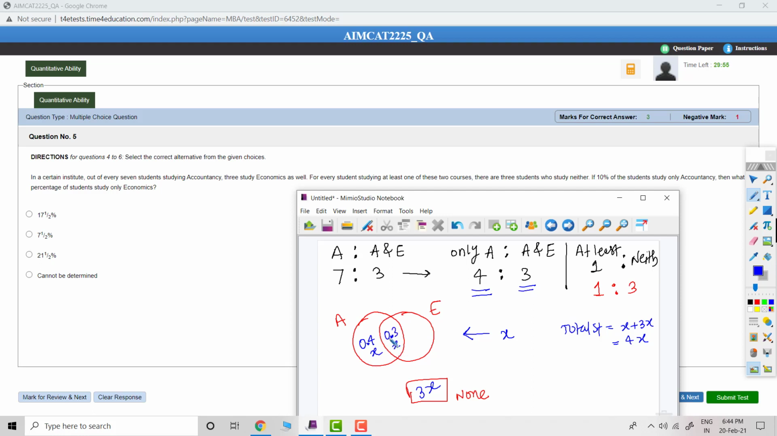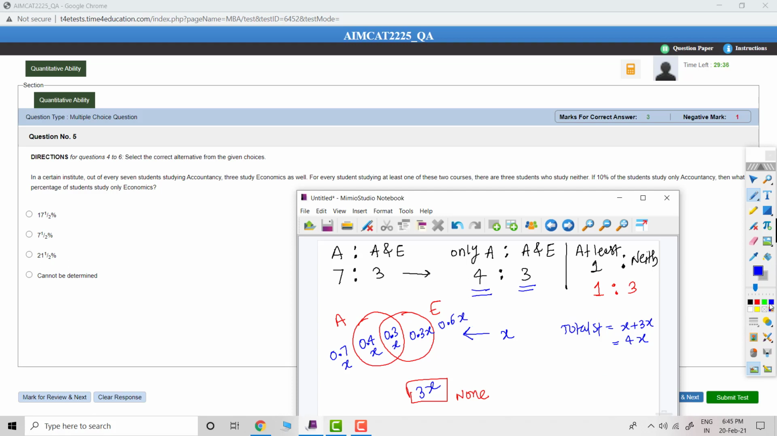Okay. So this is 0.7x. So this has to be 0.3x only. Are you getting this? Now this Venn diagram is complete. So total, look here, total 0.7x people study accountancy and total 0.6x people study economics. Now the question is what percentage of students study only economics?